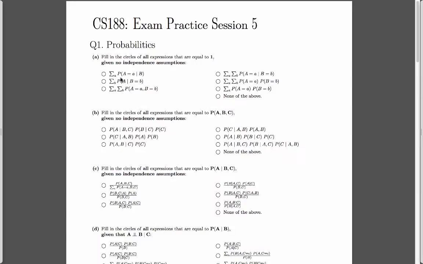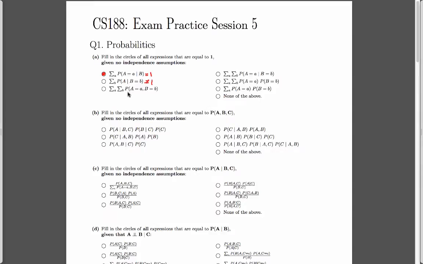So if we look at this first option, we're summing over all the values of a, and because a is our unconditioned variable, we know that this is a valid probability distribution over the values of a, and therefore when we sum over a, this is equal to 1. So this is a correct answer. However, when we're summing over the conditioned variables, this is not necessarily equal to 1, because we're not summing over the unconditioned values.